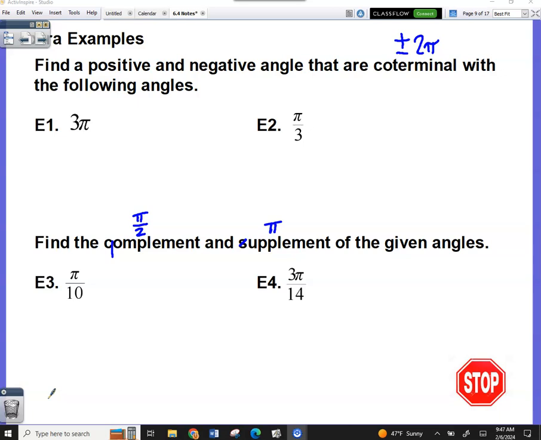The supplement is pi. The supplementary is so it's pi minus. Remember, complement can be made into a 9, the C, and S can be made into an 8, 1, 8. 1 minus 1.